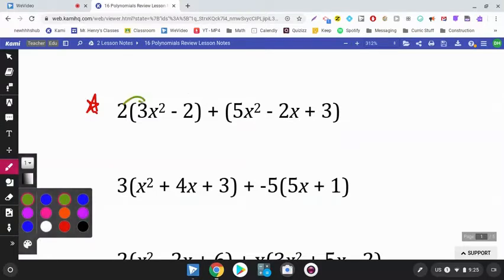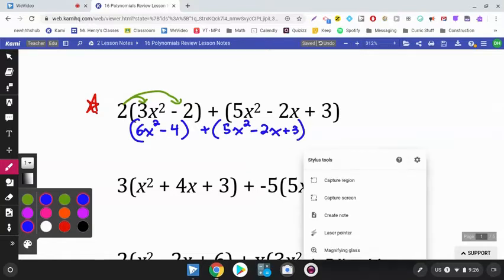Let's get rid of these brackets. Okay, I'd get 6x squared minus 4. And then I have plus 5x squared minus 2x plus 3. There's nothing really in front of that one. Great, well, I did the distributive property.